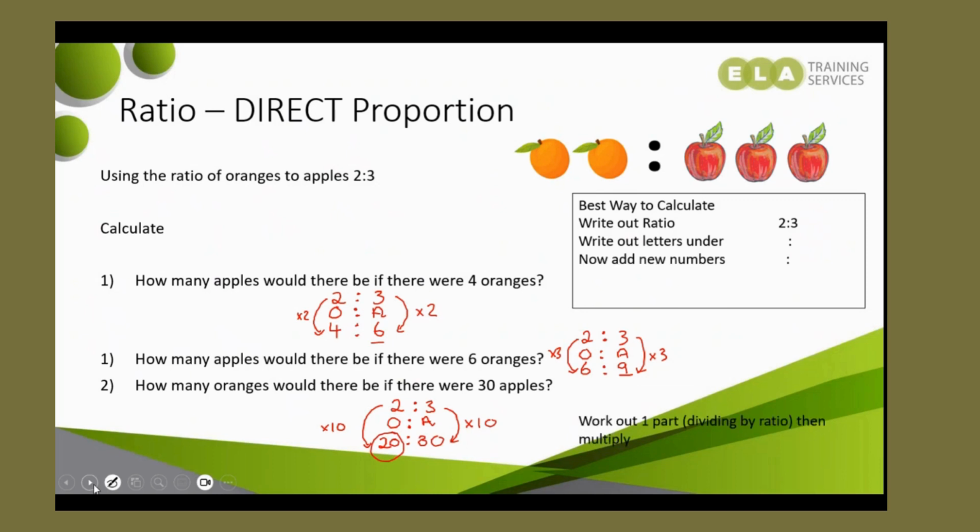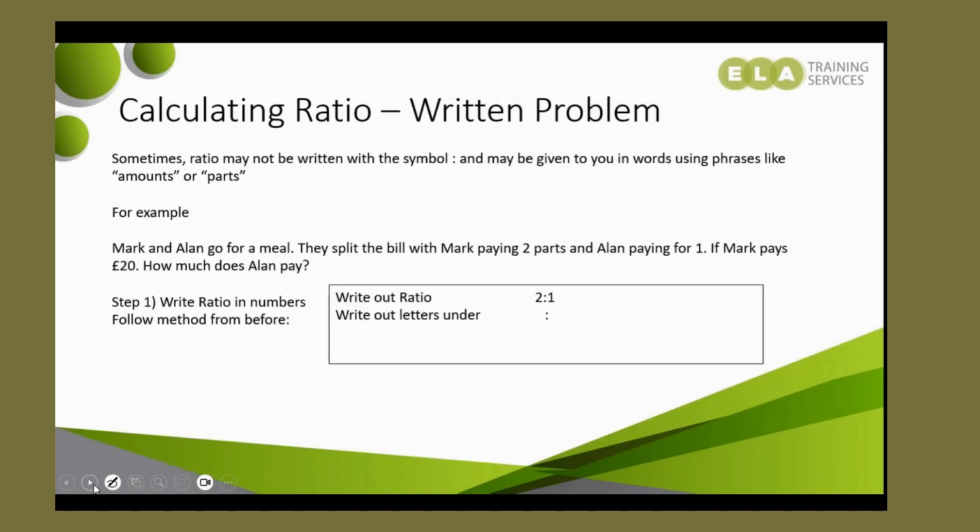Sometimes direct proportion would be written in word problems. So sometimes ratio may not be written with the symbol with the dot and dot and may be given to you in words and phrases like amounts or parts. For example, Mark and Alan go for a meal. They split the bill with Mark paying 2 parts, and Alan paying 1. If Mark pays £20, how much does Alan pay?